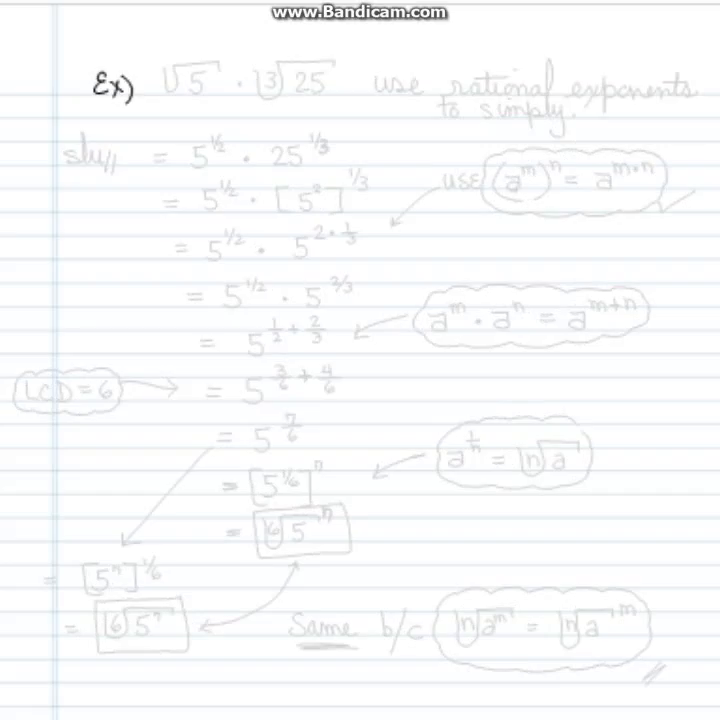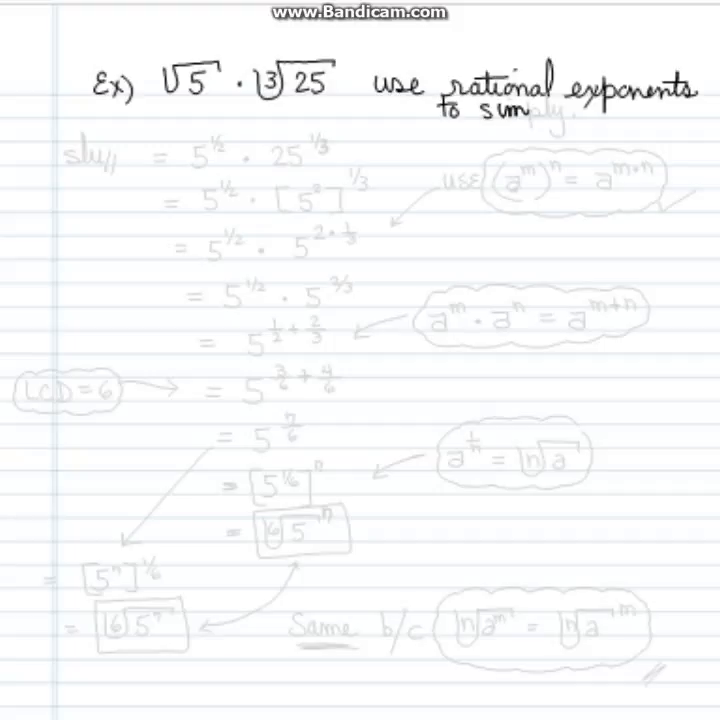Here's an example. We have the square root of 5 times the cube root of 25. And the instructions, which are very important to read, say to use rational exponents to simplify. So they want us to convert these to fractional exponents and then see what we can do with it.